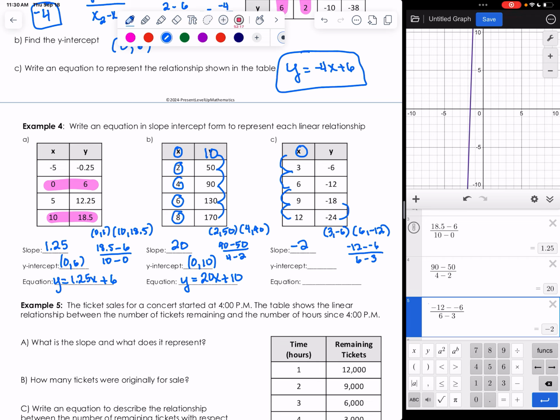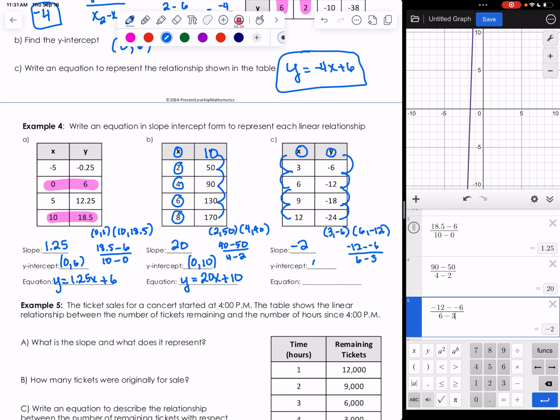-24. So if we go up 6, that would land us at -18. Go up 6 again, that lands us at -12. Go up 6 again, that lands us at -6. Go up 6 again, that lands us at 0.